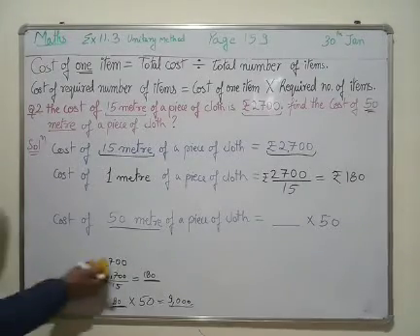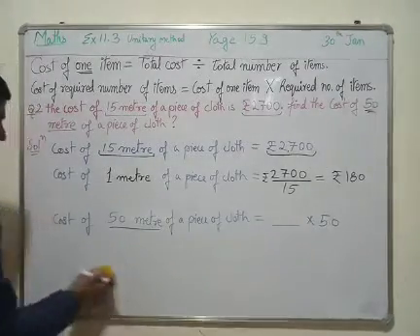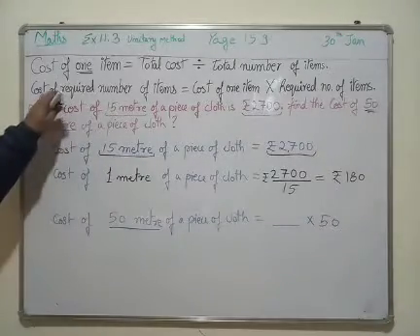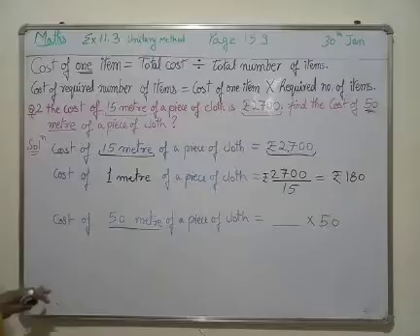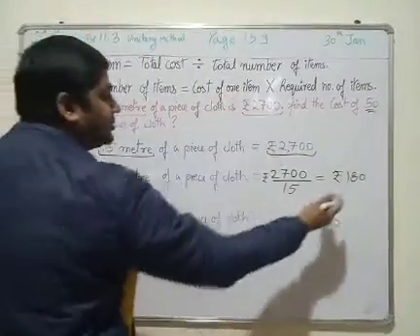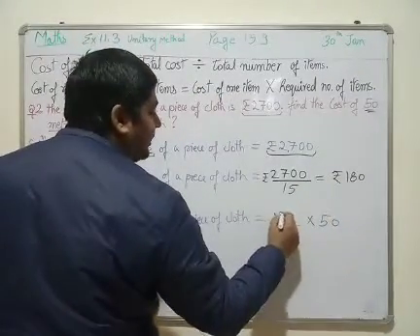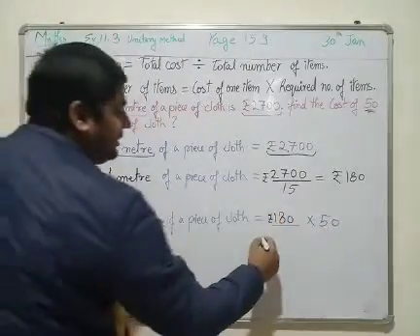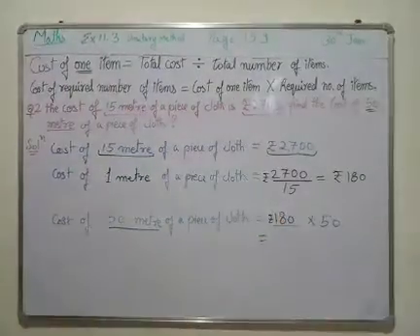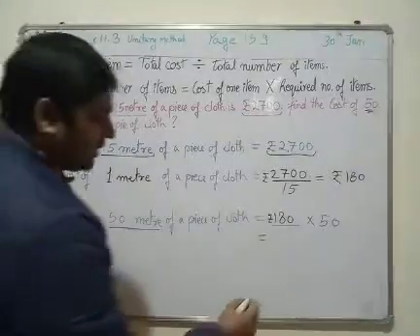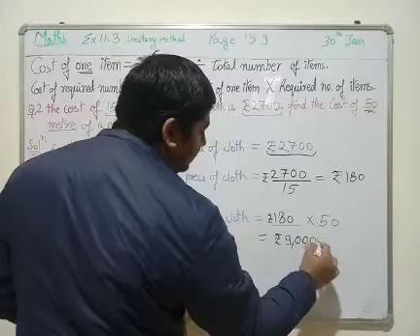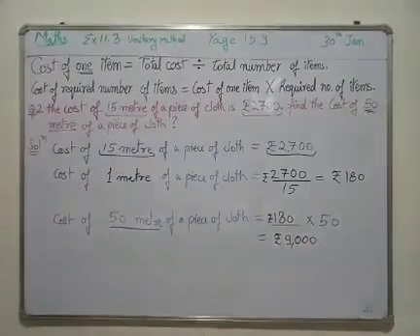So again we have to find the cost of 50 meter, then we have to multiply it by the required number of items. अगर हमें निकालने हैं the cost of one item, the cost of one item is rupees 180, and total number of items are 50. Then the answer will be 9,000 rupees. That's how we are going to solve the question number 2.